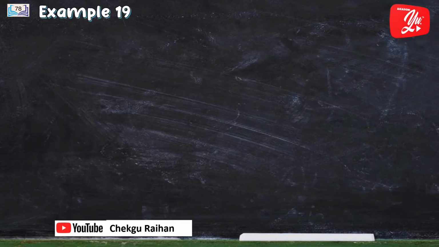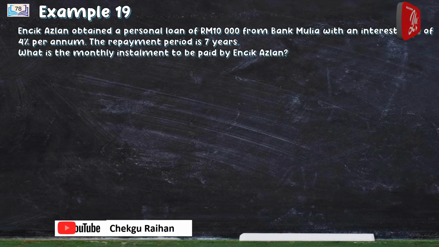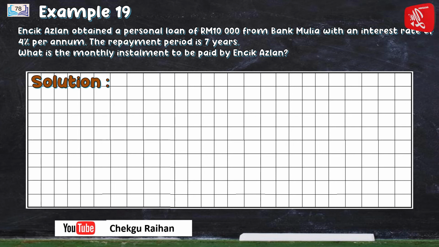Let's continue with example 19 from your textbook page 78. Encik Azlan obtained a personal loan of Ringgit Malaysia 10,000 from Bank Mulia with an interest rate of 4% per annum. The repayment period is 7 years. What is the monthly installment to be paid by Encik Azlan? Let's see the solution.